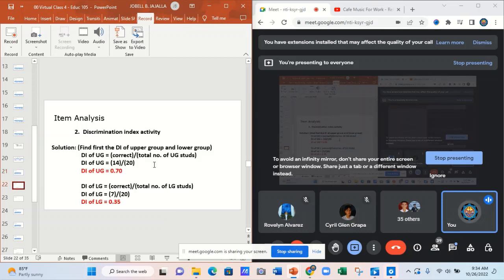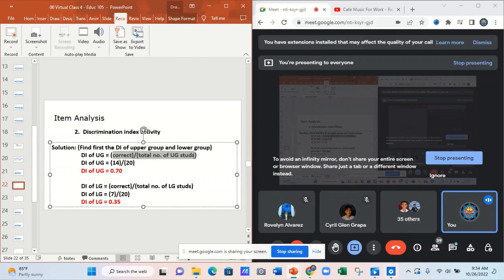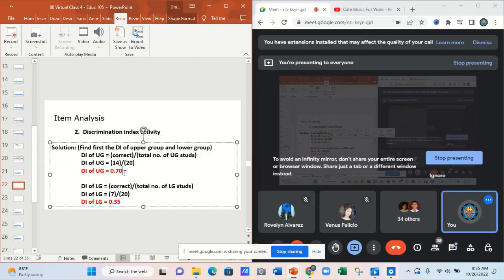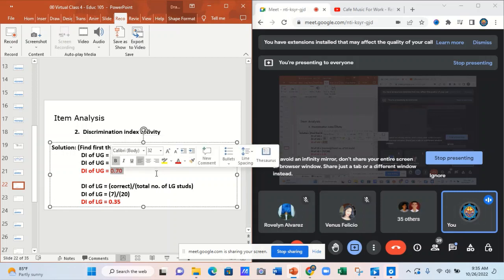So now class, first we get the difficulty index of the upper group in order to solve for the discrimination index. So the formula is total number of correct students over the total number of the upper group students. So pila man to kakuan class nakatama sa upper group. Okay, though that is 14 students and divide that to the total number or population sa upper group, 20, then we get the resultant value of 0.70. Okay, that is 0.70 for the upper group. So we set this aside for the meantime.